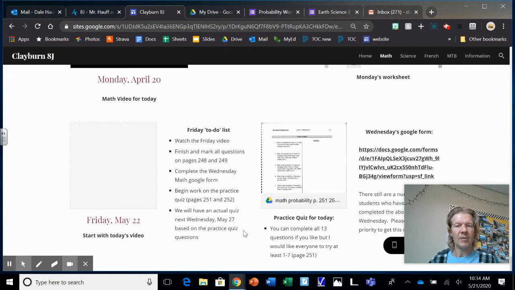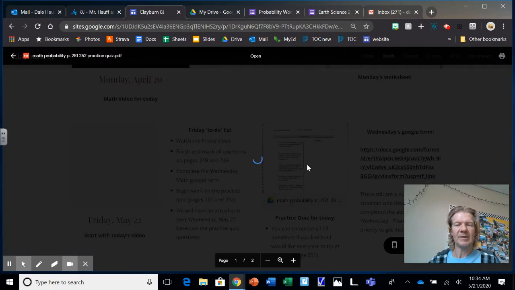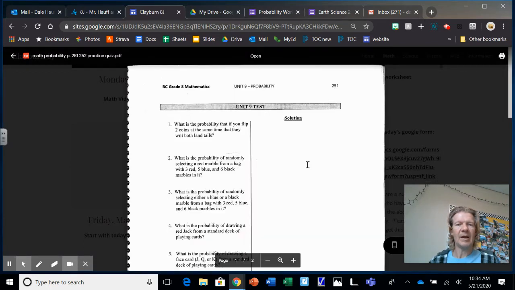And then we have this practice quiz here, page 251 and 252. And that's what I'm going to look at with you right now. So I'm going to click on here, open this up. There we go. And here are your questions. What is the probability that if you flip two coins at the same time that they will both land on tails?